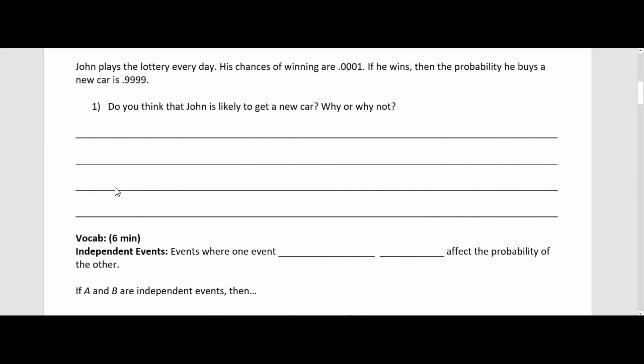So based off of that formula, can we apply it to these two probabilities to find the probability that John is likely to get a new car? And we are going to assume that John is not going to buy a car if he doesn't win the lottery. Maybe you may argue, well, he may buy a new car anyway. No, he's only going to buy it if he wins that lottery. So pause the video, see if you can come up with that probability.